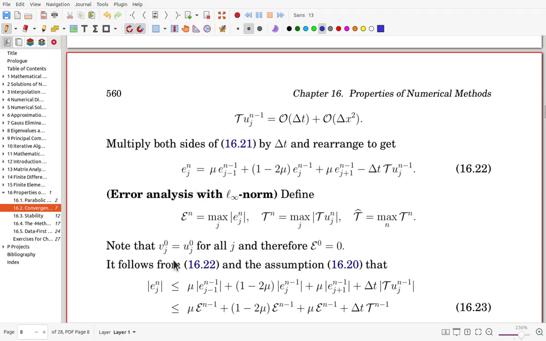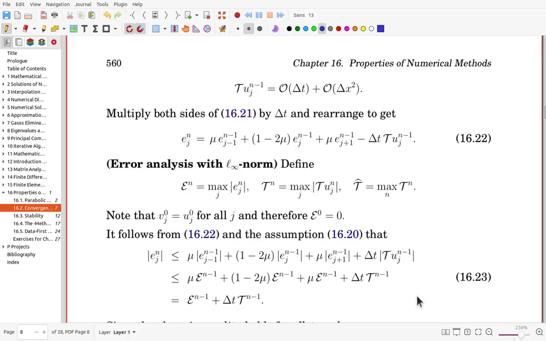For this equation, the absolute value of the left-hand side is bounded by the following: this coefficient is positive, this one is non-negative, and so we can put the absolute value on each term. It's quite easy mathematics for the absolute value. Now we take the maximum of the right side over j. Then it becomes E^(n-1), and it is the same from each term because we are taking the maximum, so again E^(n-1). And the maximum of the truncation error we defined is T^(n-1).